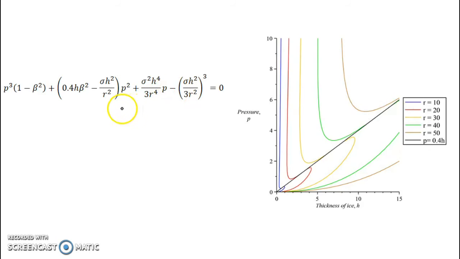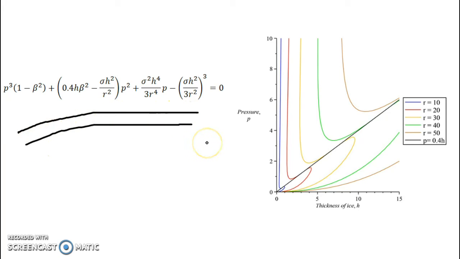For problem 2, the cushion pressure needed to break the given thickness of ice can be calculated by using this equation. So, after applying the Newton method, the result is obtained as seen in this graph.